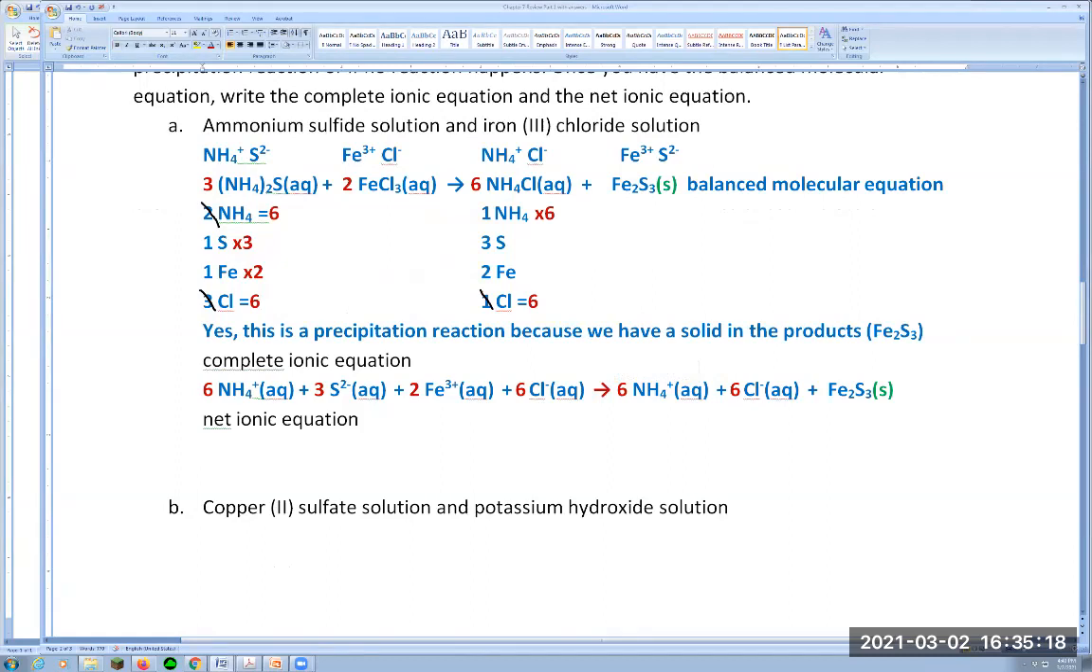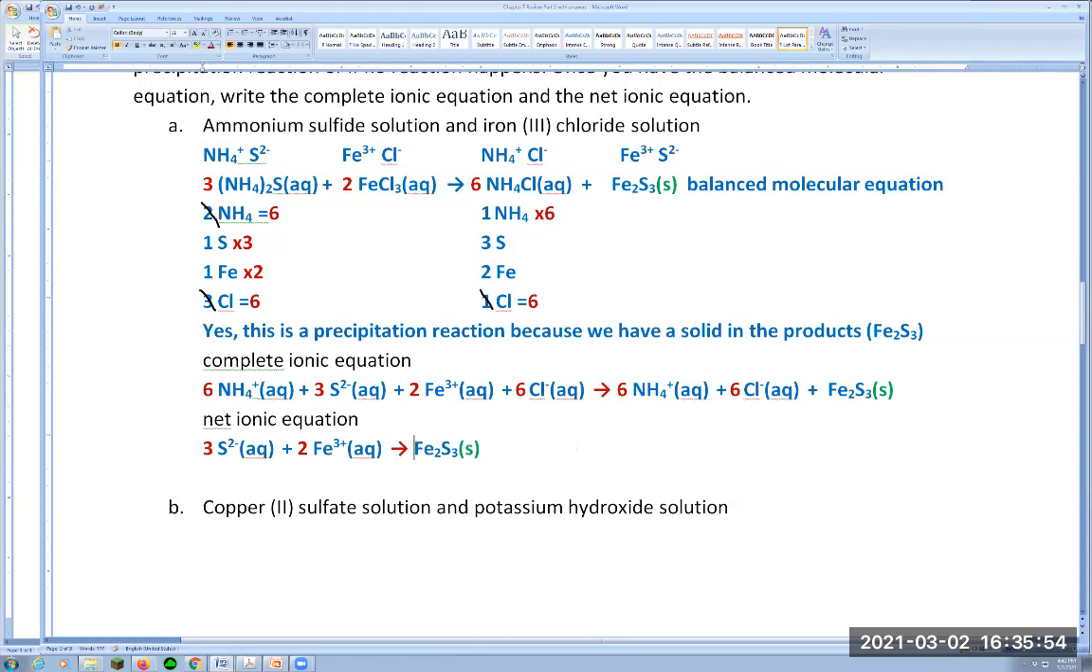And so here we see we have 6 NH4 plus. So let me rewrite everything because basically you start from the complete ionic equation and then you remove what's the same. So here we have 6 NH4 plus on the left, 6 NH4 plus on the right. So you can remove them. We have 6 Cl minus on the left and 6 Cl minus on the right. So we remove them. And the rest is different. And it makes sense, right?